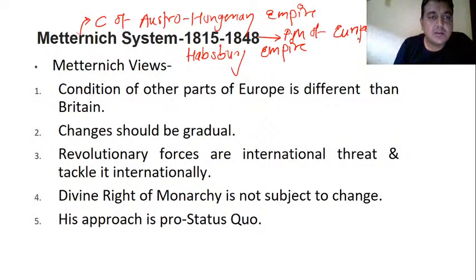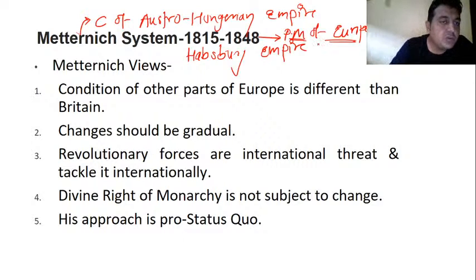Just like in India, we have one religion, but there are several sects in that religion. It was the same thing. Clear? So Metternich was considered the Prime Minister of Europe at that time. So you can imagine how powerful that person was.